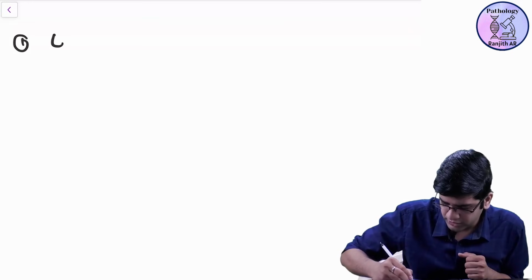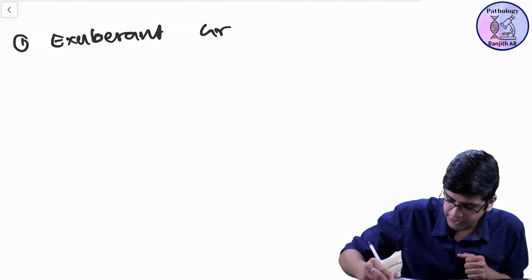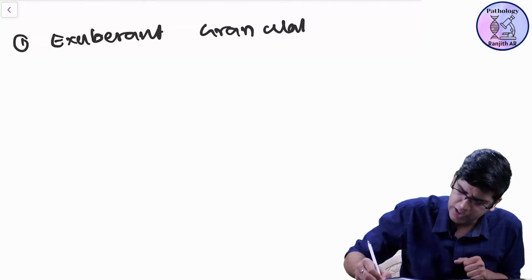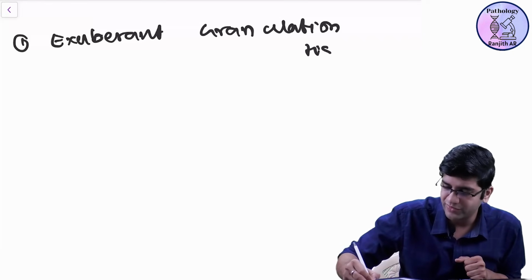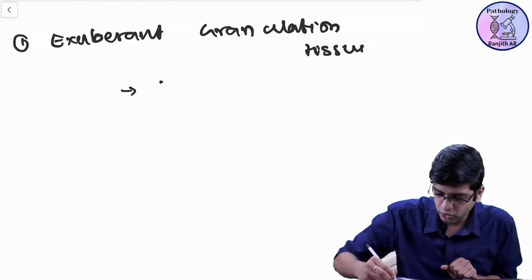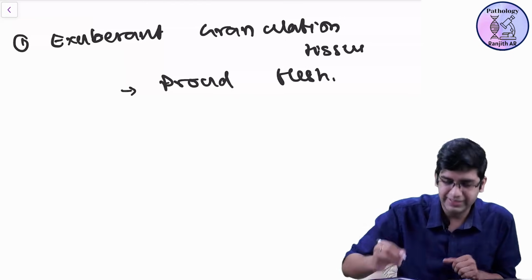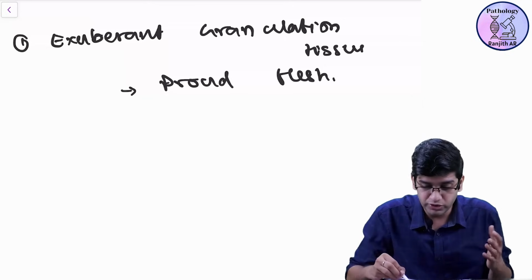The first thing I'm going to call is an exuberant granulation tissue. Granulation tissue is good for me, but we always know that too much of anything is good for nothing. Exuberant granulation tissue is also called proud flesh. See, the simple thing, my granulation tissue is being formed too much, more than what I require.